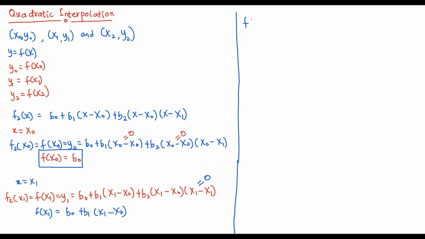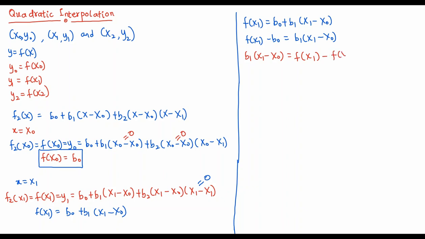So we have f of x1 equals b naught plus b1 multiplying x1 minus x naught. Let's look at what you're going to do. You're going to have f of x1 minus b naught, and this should be equal to b1 multiplying x1 minus x naught. Let's take what you have on the right hand side to the left hand side. You are going to have b1 multiplying x1 minus x naught equal to f of x1 minus b naught. But we know that b naught is the same as f of x naught, so we can bring that here, f of x naught.